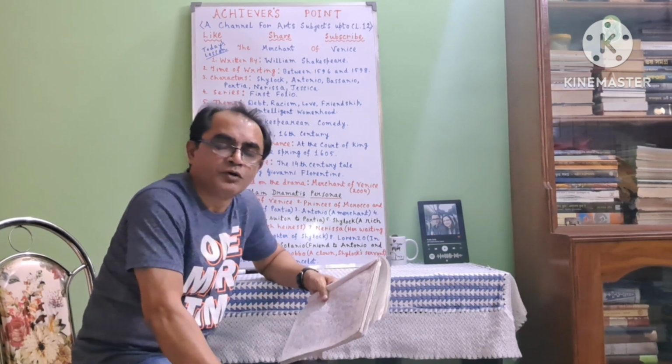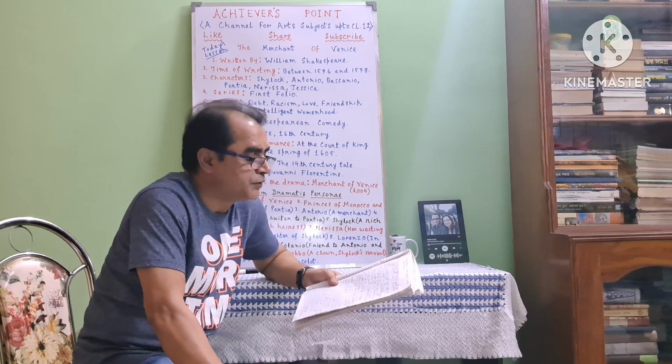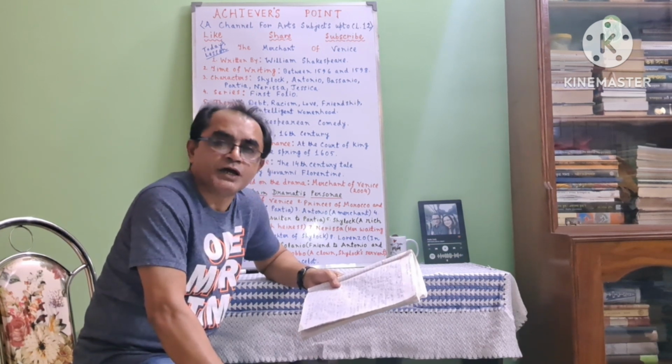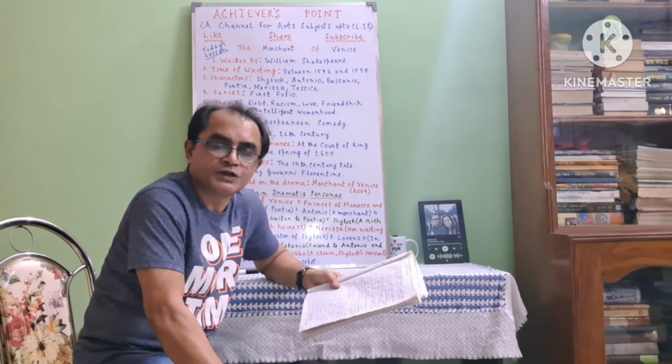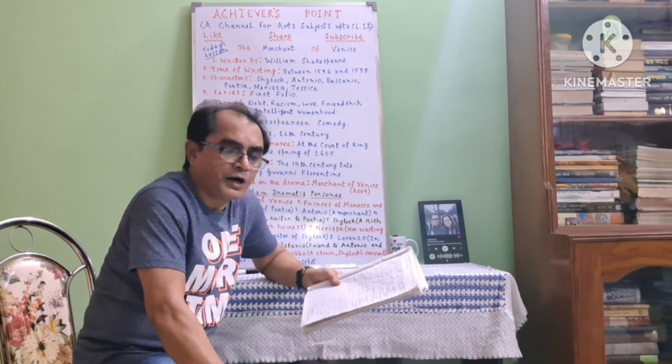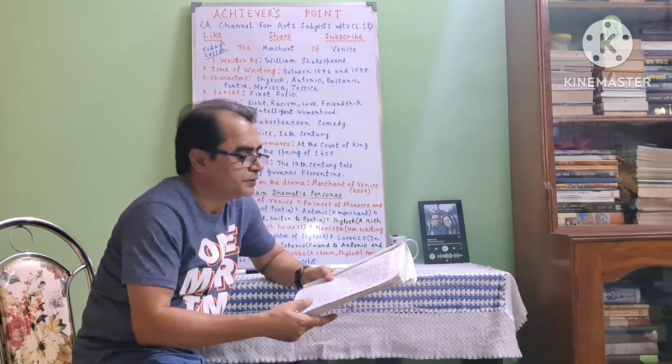So Bassanio went to Belmont, and Portia also had a liking for Bassanio, and after a short while, she accepted Bassanio as her husband. And Bassanio also chose the right casket. The idea of the casket also Shakespeare got from another earlier drama.